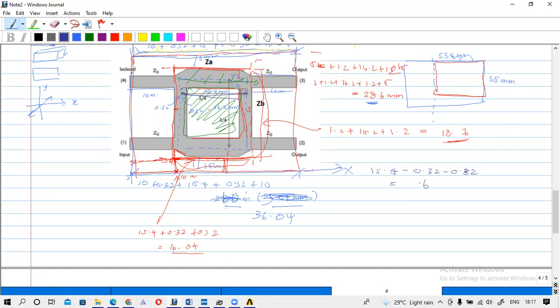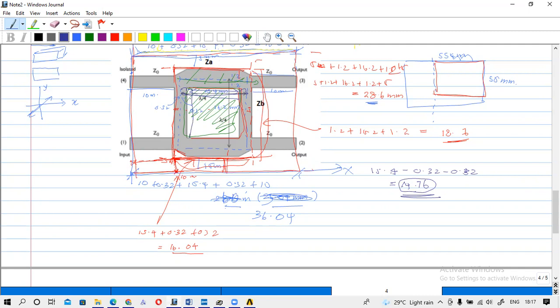So you will get here. I use the calculator: 15.4 minus 0.32 minus 0.32. I will get 14.76. Okay, so here I get 14.76. So that is this length, no? This length from here to here, 14.76.